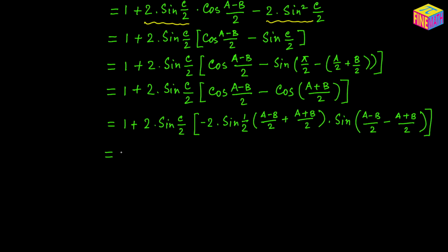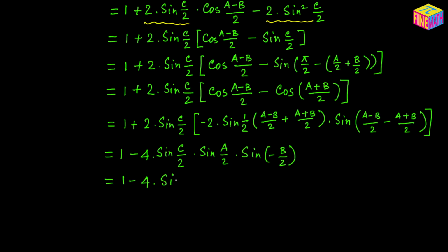And let's simplify this. So this will be 1 plus 2 times sine of c over 2. And if we bring the negative 2 from within the bracket to the outside, then we can actually write this as negative 4 times sine of c over 2 times we have sine of half of (a minus b) over 2 plus (a plus b) over 2. So that will be sine of a over 2. And then the other factor is sine of negative b over 2. And this can be written as 1 minus 4 times sine of c over 2 times sine of a over 2 times negative sine of b over 2, because sine of negative theta is equal to negative sine of theta.